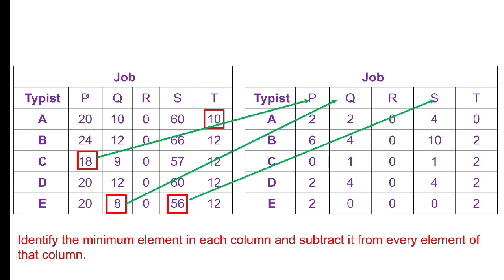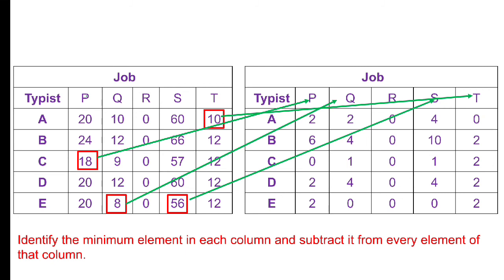So we will get it in the same way. Then the last column, that is the T column, the minimum is 10, subtract with the other elements: 10 minus 10 is 0, 12 minus 10 is 2, 12 minus 10 is 2, 12 minus 10 is 2, and we will get that in the fifth column. This is the new matrix.